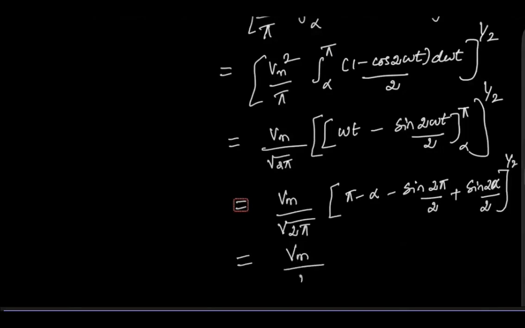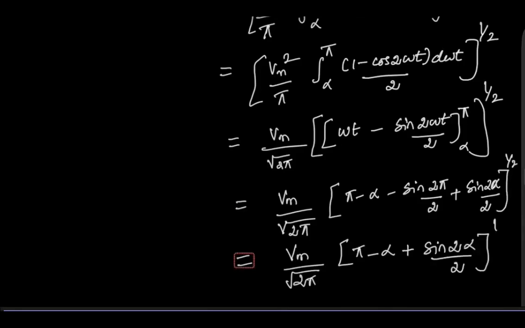Which can be rewritten as Vm by root of 2 pi into pi minus alpha plus sine 2 alpha by 2, to the power 1 by 2, because sine 2 pi is 0.